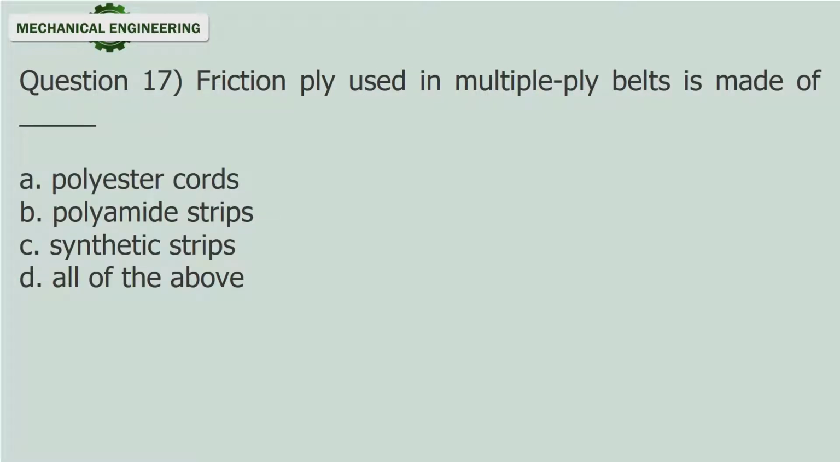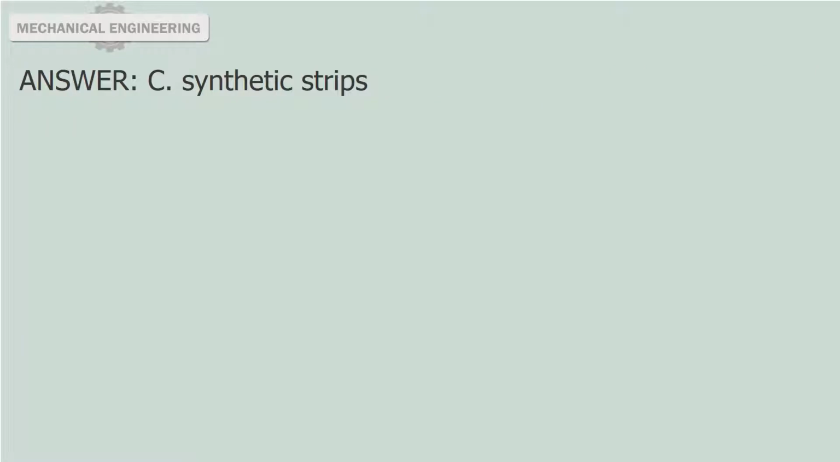Question 17. Friction ply used in multiple ply belts is made of, fill in the blank. A. Polyester cords. B. Polyamide strips. C. Synthetic strips. D. All of the above. Answer: C. Synthetic strips.